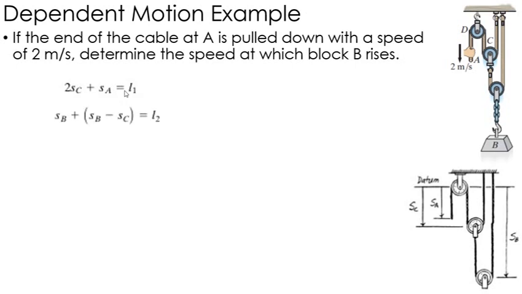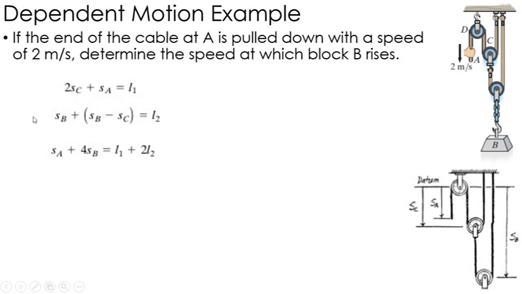The length of cable 2 is, again, starting at the top here, go down, that's SB, and then from here to here is the difference between SB and SC. So I have SB minus SC right here. So again, I'm trying to find the relationship between A and B. So what I'm going to do is add these equations together to get rid of SC. So essentially I take the bottom equation times 2 and add them together. So I have 2SC minus 2SC when I add them together.